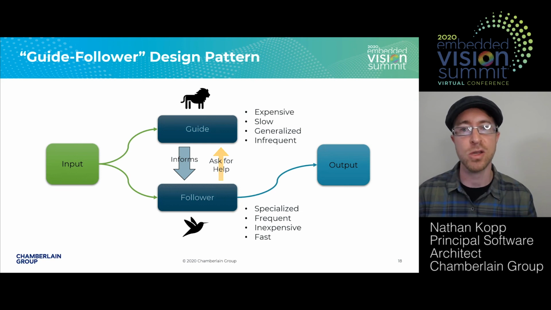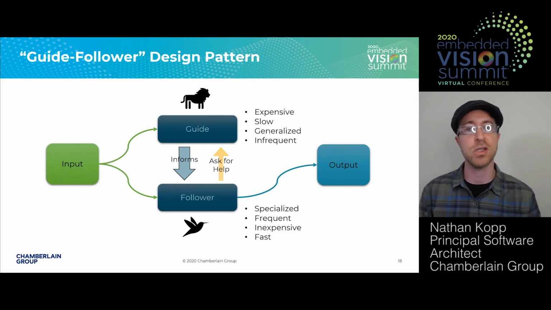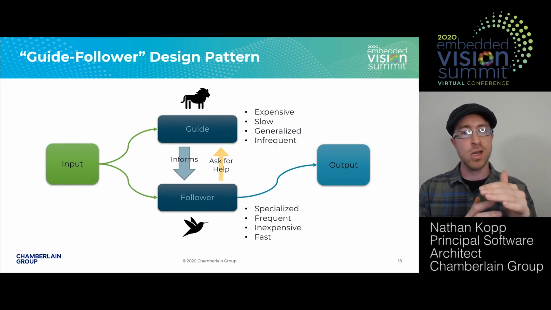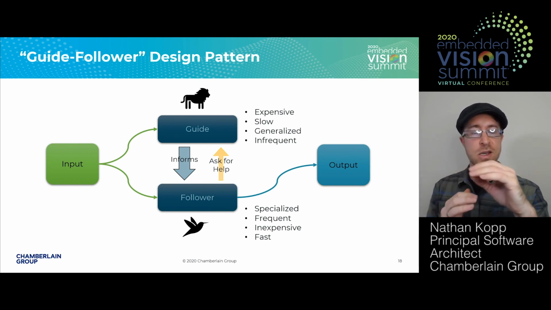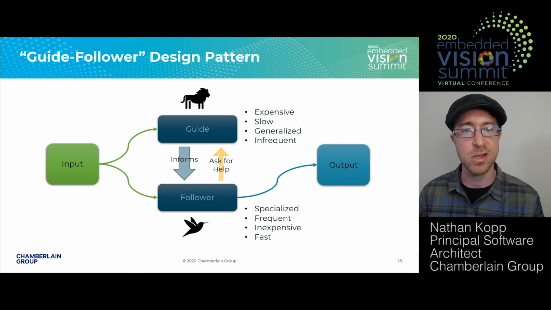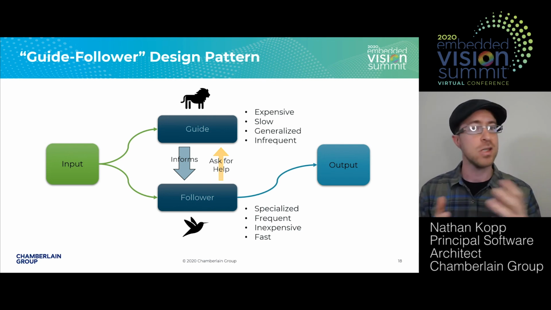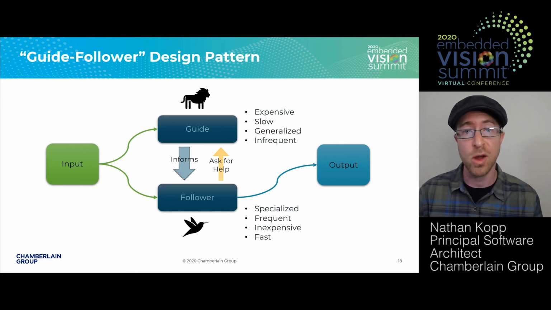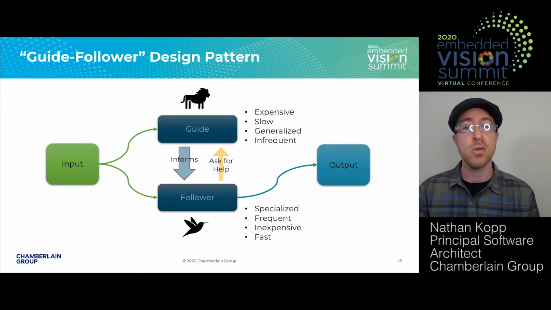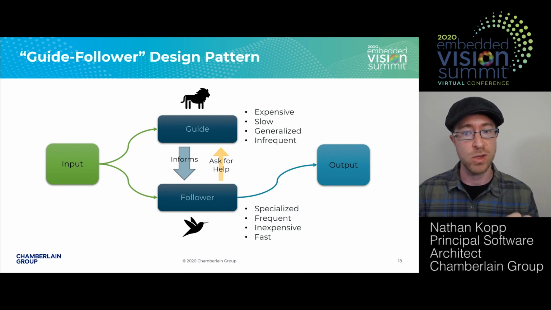This is something internally that we're referring to as a guide follower design pattern. The input can come in and it can go for train mode up to the guide. This is our big, heavyweight, expensive set of algorithms. It's kind of slow, but it's very generalized. It can understand quite a few different scenarios, but we only run it infrequently when it's really necessary.